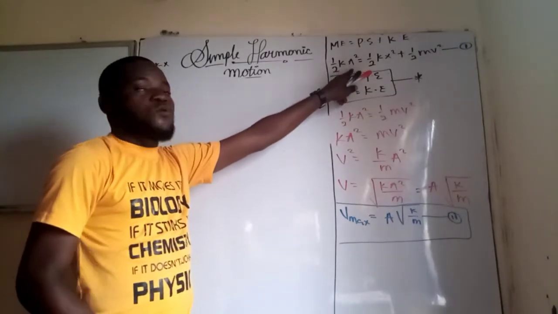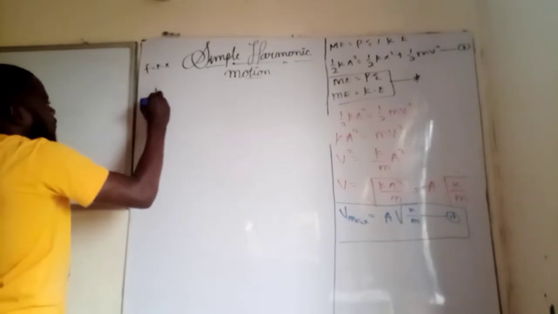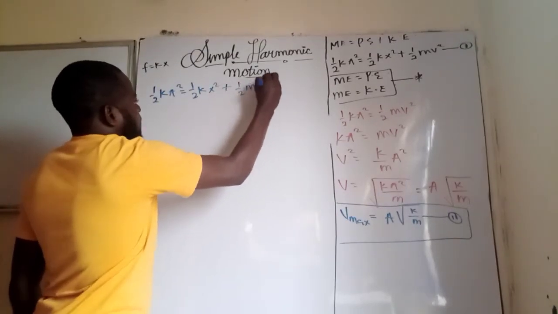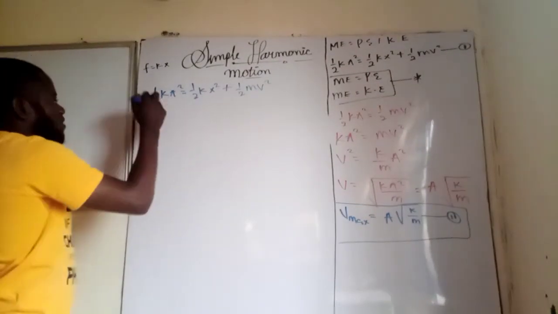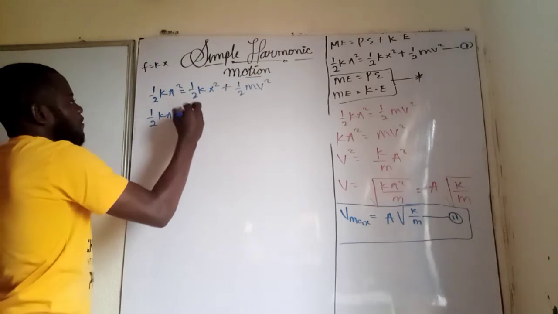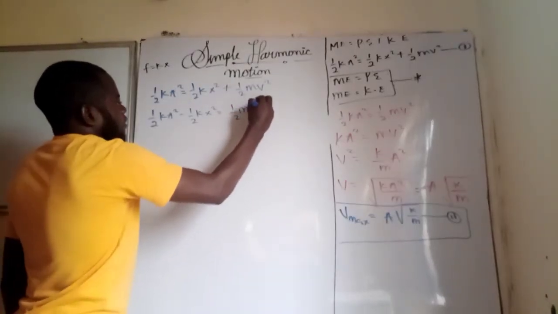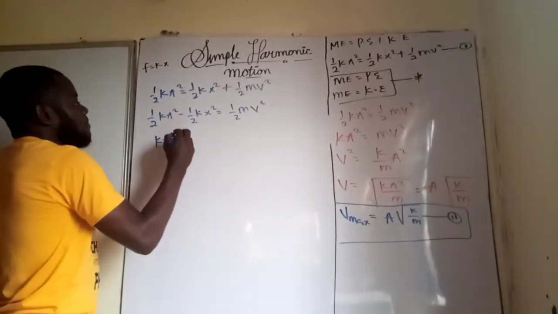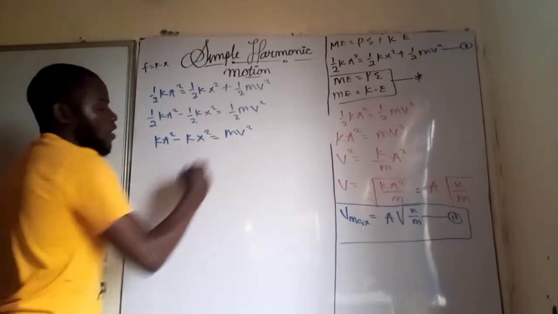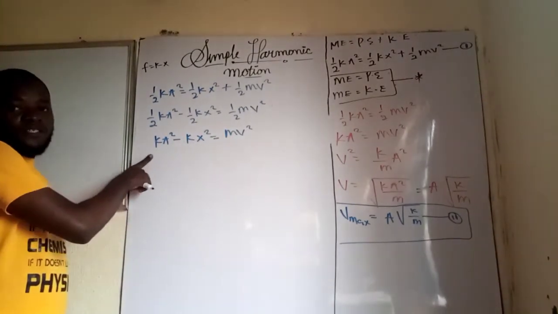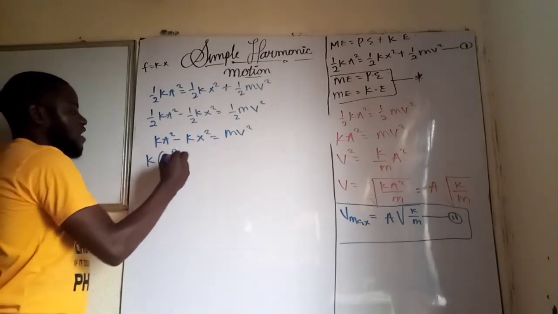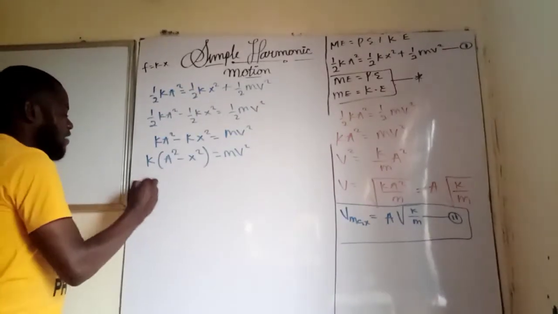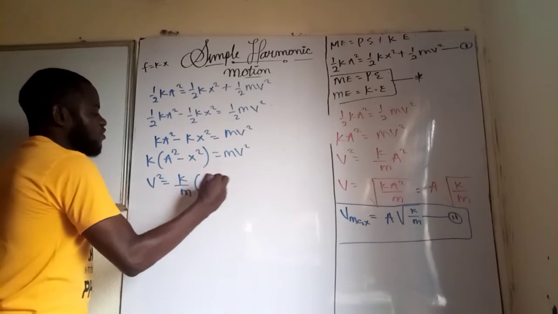Let's go back to the initial equation, that is equation 1, where we have 1 over 2 Ka square equal to 1 over 2 Kx square plus 1 over 2 mv square. At this point, take this one to the other side. We have 1 over 2 Ka square minus 1 over 2 Kx square equal to 1 over 2 mv square. Guys, if you multiply through by 2, we are going to have Ka square minus Kx square equal to mv square. Now, if you look at this, k is common. If I factorize it out, I have k into a square minus x square equal to mv square. If this should be the case, divide both sides by m. v square equals k over m into a square minus x square.